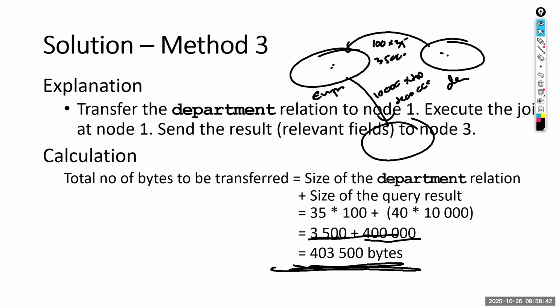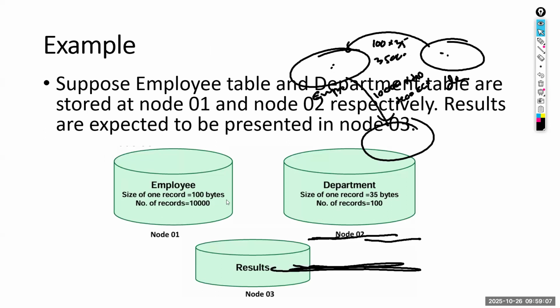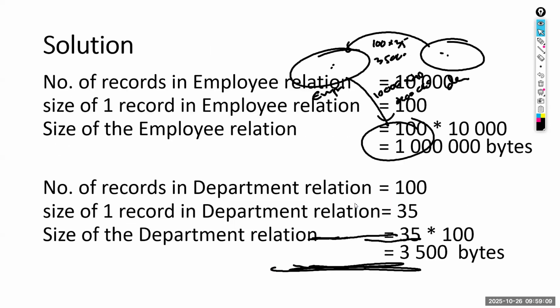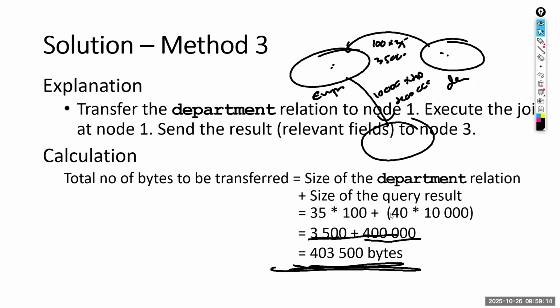Sir, why didn't we optimize after the inner join in the employee table? We have optimized in method 3. So that is why we have only 40 bytes. That is considering only first name, last name, and department name. That is why it's 40 bytes. Otherwise, it's 100 bytes. Is it correct? Have you got it? Got it, sir. Yeah. So we have done the optimization, but we do the optimization only after joining.